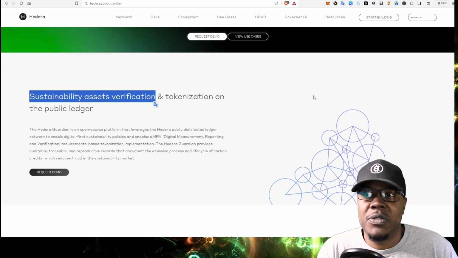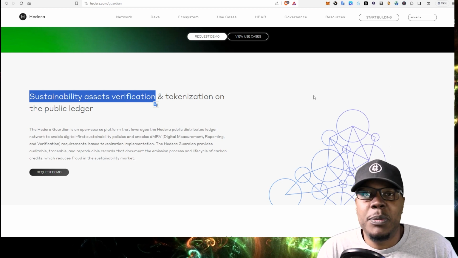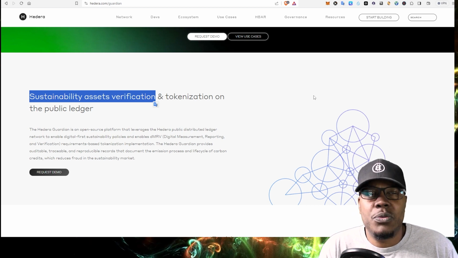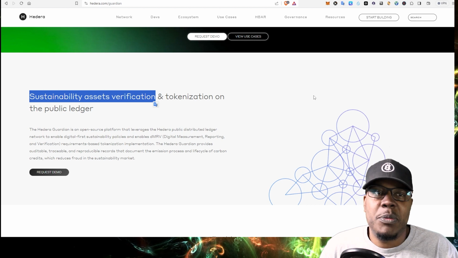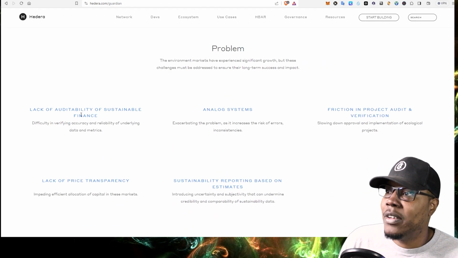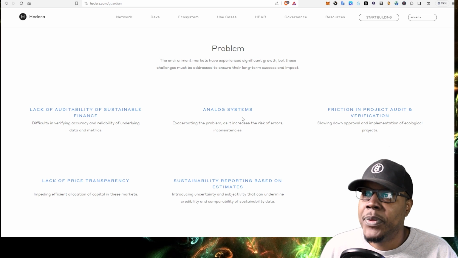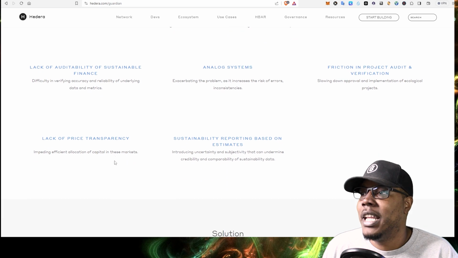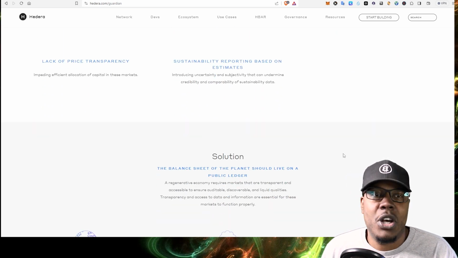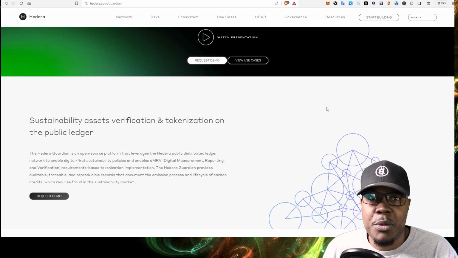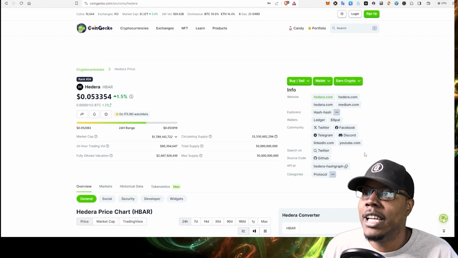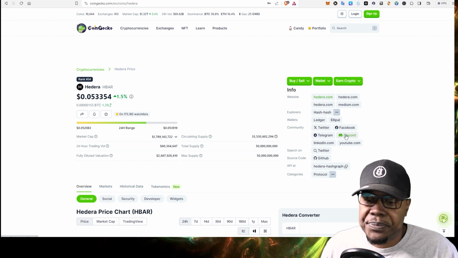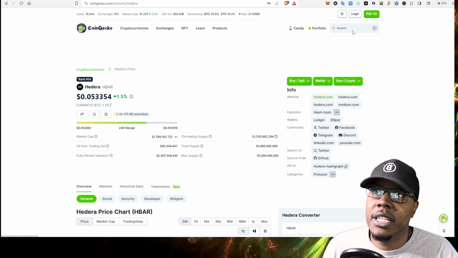There are these proposals of a ton of money being sent around. Now, a lot of people see this as a bad thing because there have been some bad actors, some people manipulating the system, which always happens. So we need a way for people not to manipulate the system. So: lack of auditability, analog systems, friction in project audit and verification, lack of price transparency. They're solving all of these issues for an entire market. We have one token that is solving a bunch of issues through a bunch of projects to solve a bunch of issues for an entire market.